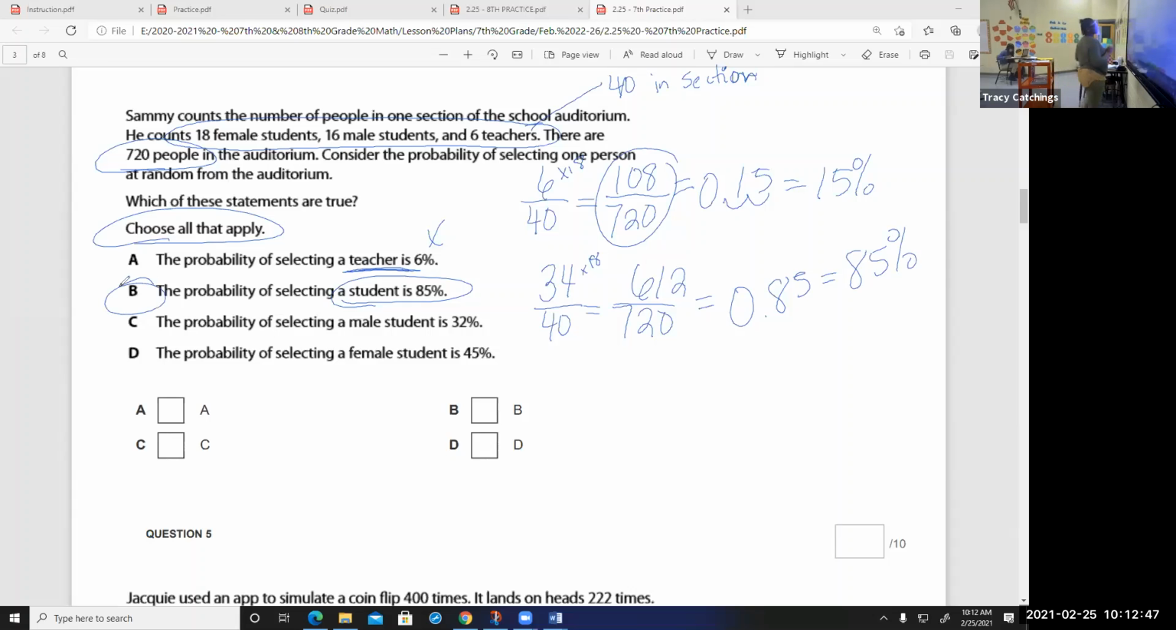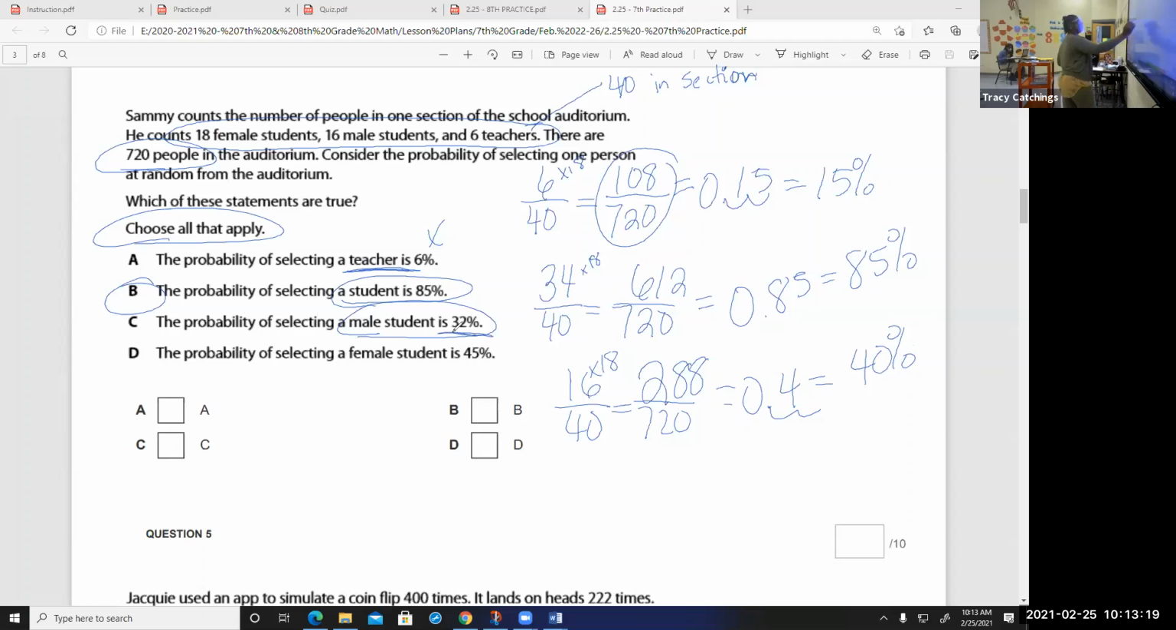Good job. All right, C said selecting a male. How many male students do we have? 16. All right, 16 out of 40. We already know we're going to multiply it by 18. 288, divide that out. Shift 2 times, 40%. That isn't what they told us. Let's try the last one.